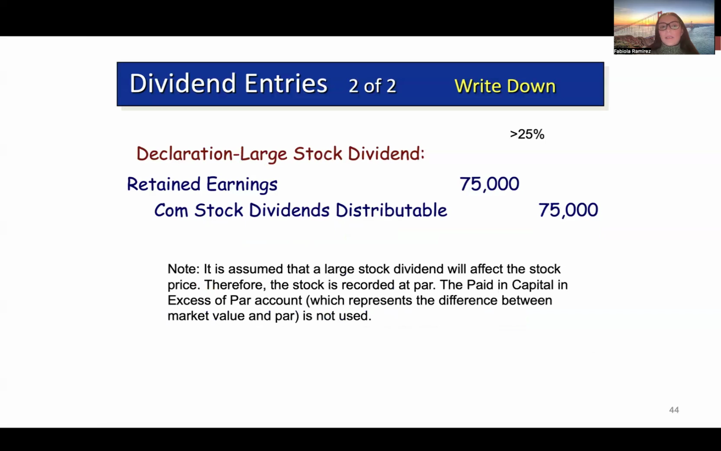Now, when we declare a large stock dividend, we debit retained earnings and we credit common stock dividends distributable.